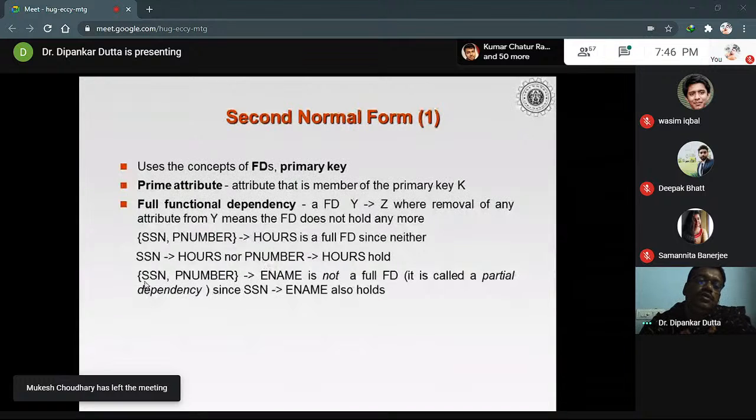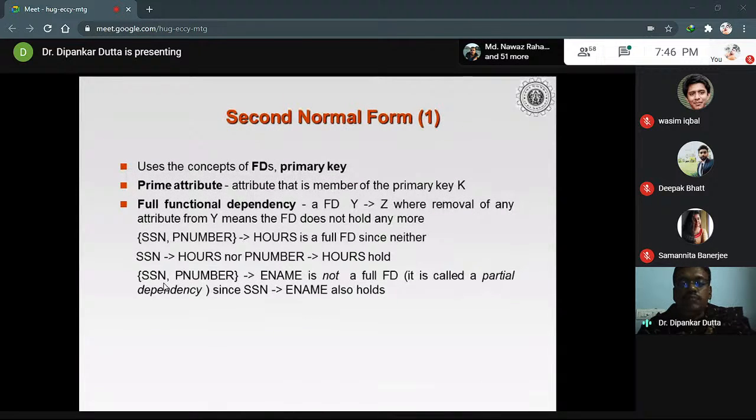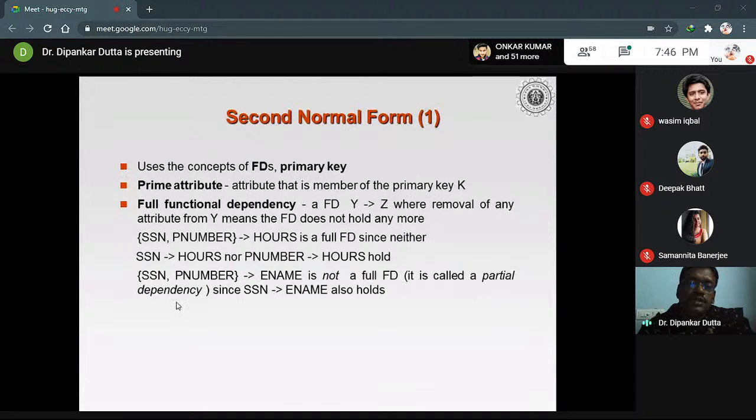Okay, now SSN, P number implies ename. Now that is true. But if we remove P number, then also SSN implies ename, that holds. So this is an example of partial functional dependency. It means P number is not required over here to imply ename. SSN is sufficient for that. So this is known as partial functional dependency.